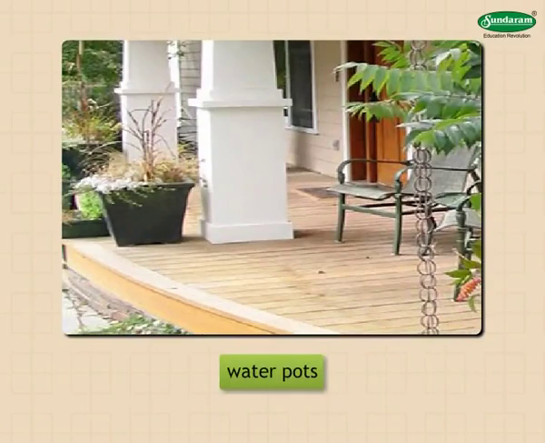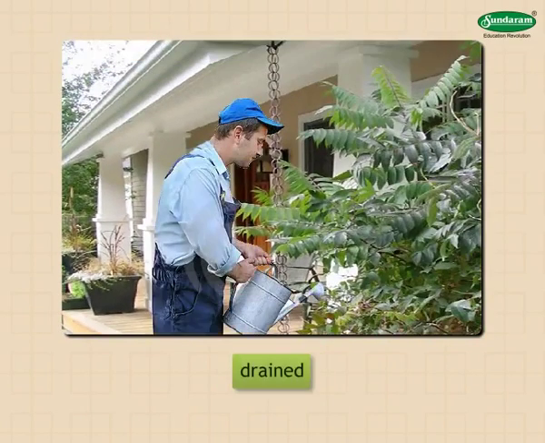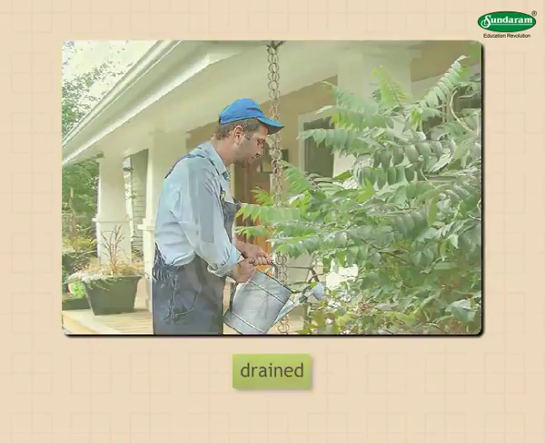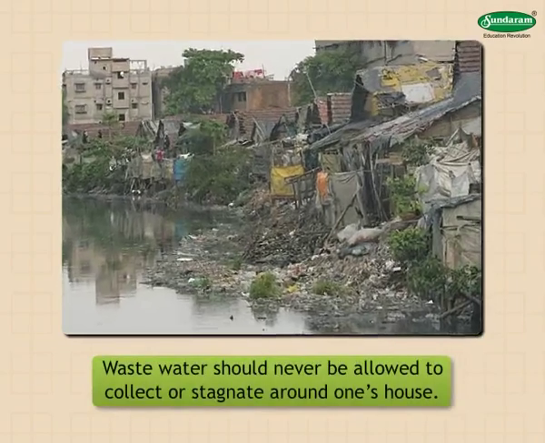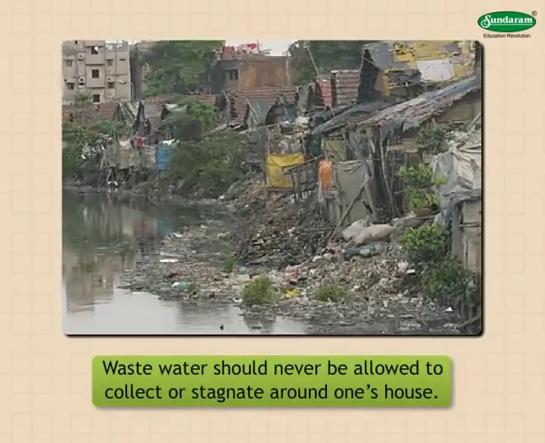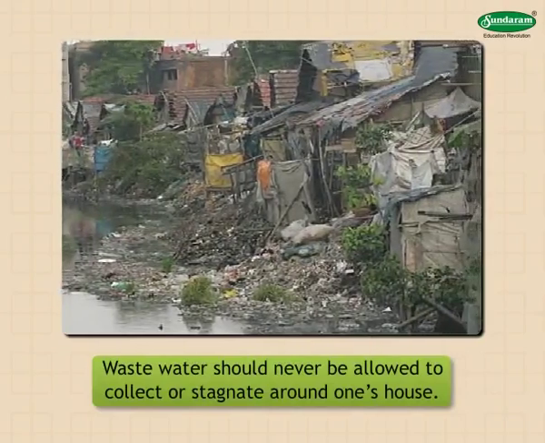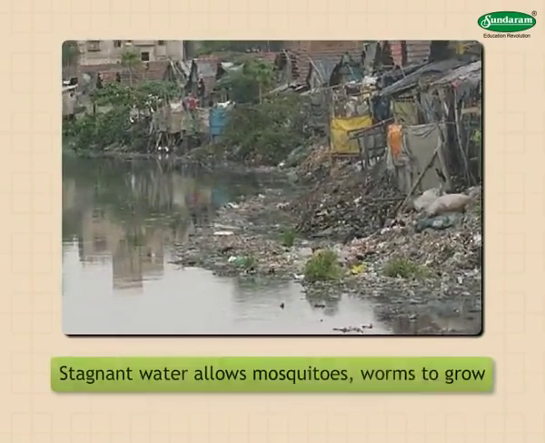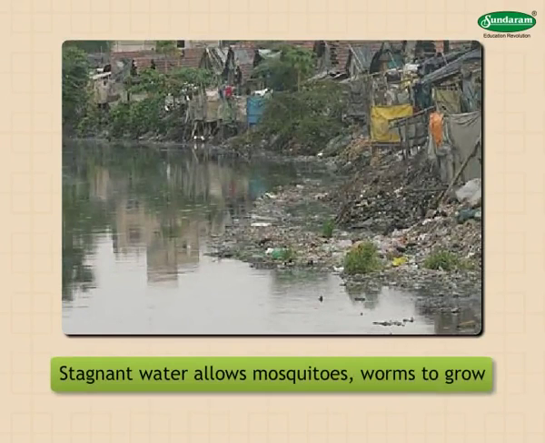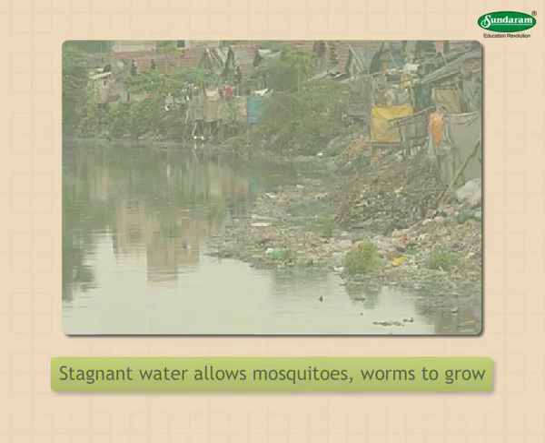Each of us should take care to ensure that wastewater is drained properly. Wastewater should never be allowed to collect or stagnate around one's house. Stagnant water allows mosquitoes, worms to grow and causes the spread of diseases.